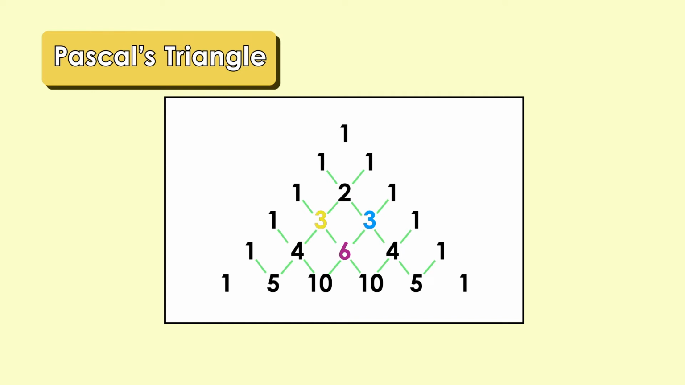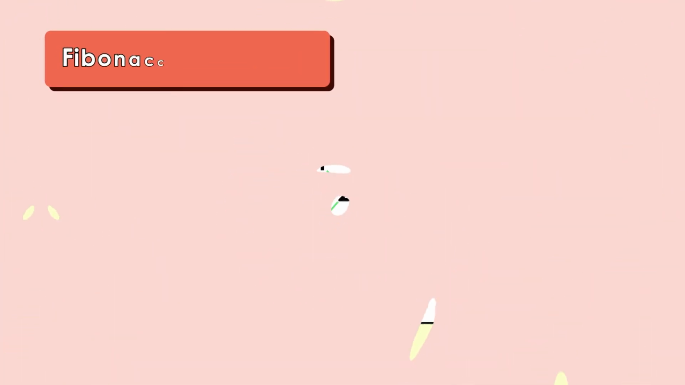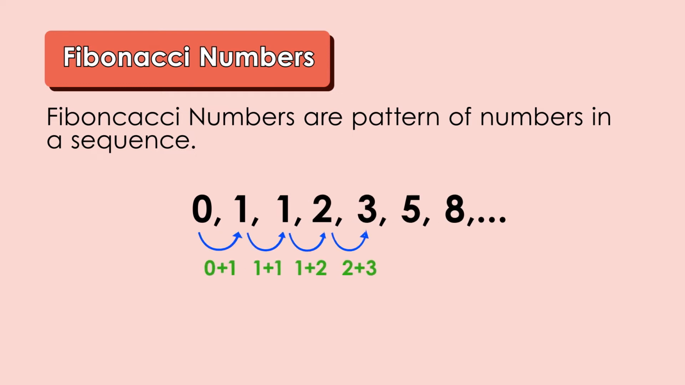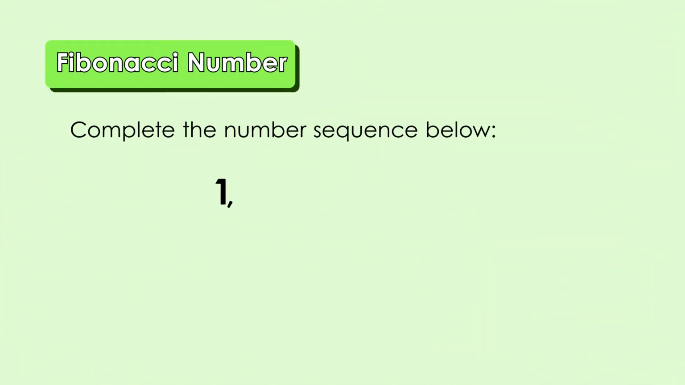Now, boys and girls, let us look at Fibonacci numbers. Starts with 0, 1, 1 and the next term is obtained by adding the previous two terms. Boys and girls, let us try this question together. Let us complete the number sequence below by using the rule in Fibonacci numbers.